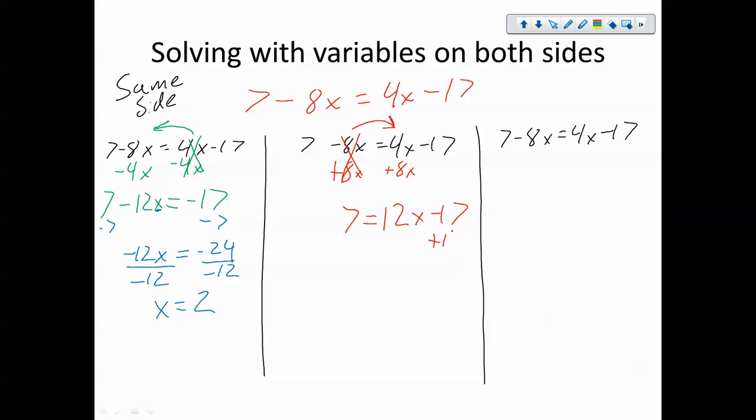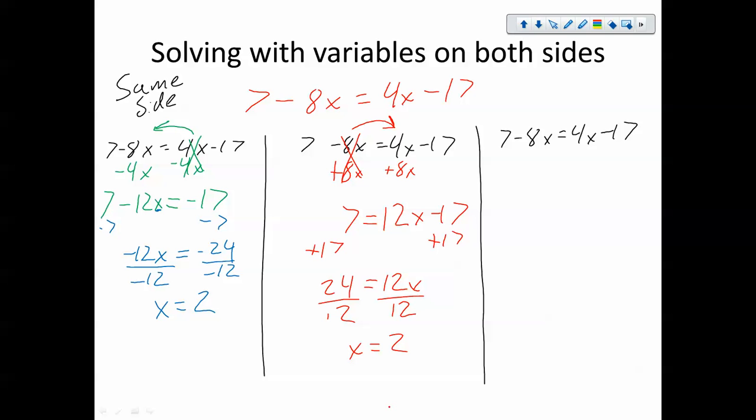And now we're going to finish solving this one. We're going to add 17 to both sides. That's 24. Notice that that was kind of a familiar number that we got over here, except this time, instead of it being negative 12x and negative 24, it's positive 24 and positive 12x. And then I divide both sides by 12, and I end up with that same x equals 2.